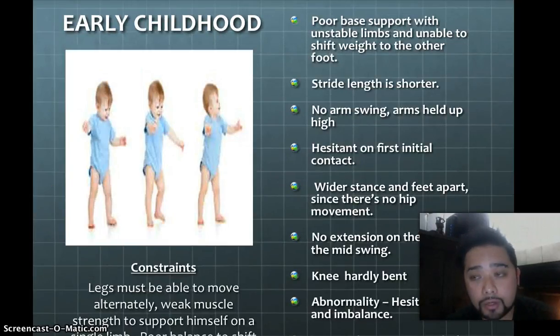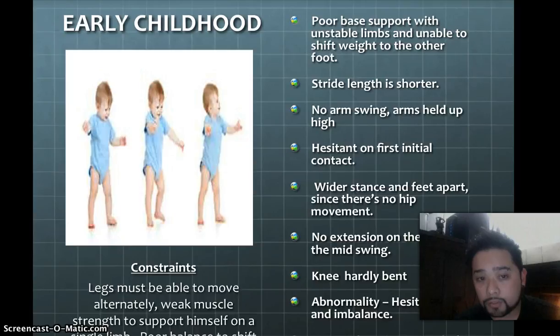Early childhood gait analysis. They have poor base support, they have very unstable limbs, and they're unable to shift their weight to the other foot. Their stride length is shorter, they have no arm swing, and most of the time when they're trying to walk, their arms are held up high. They hesitate a lot, so they're hesitant on their first initial contact. They have wider stance, I guess for better support while they're trying to balance themselves.